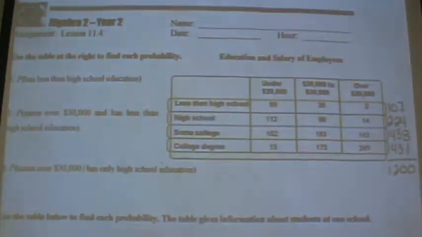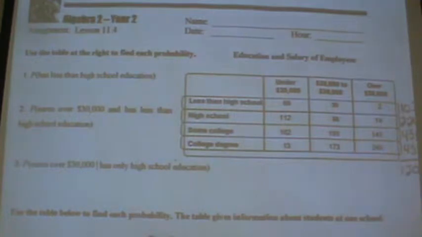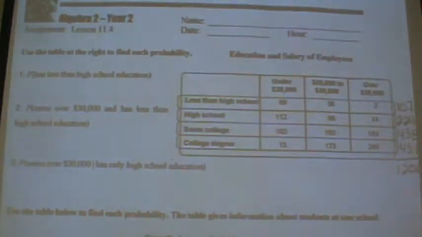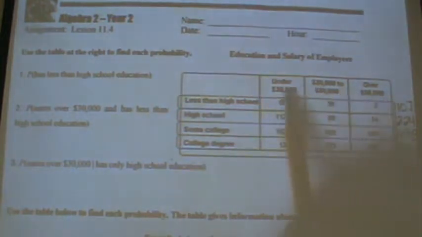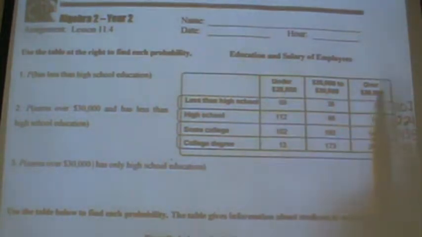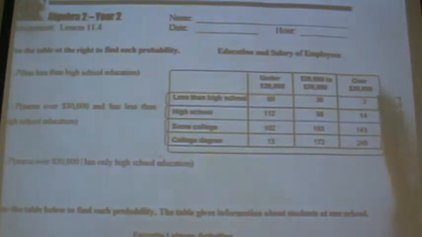Now these numbers are going to help us with the probabilities that we have to find. So number 1 is asking us the probability that a student has less than a high school education. So we're looking at our top row. That's the top row that has less than a high school education. And we added that up and we got that there were 107 total. And that's out of the 1,200 total that we had for our entire sample.